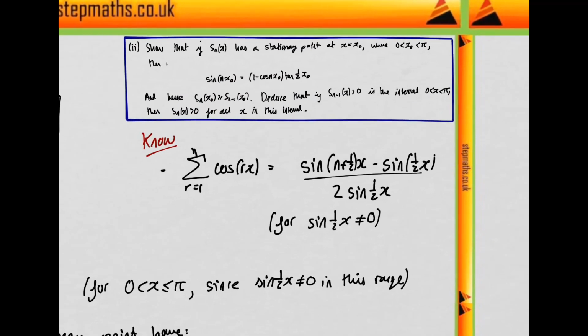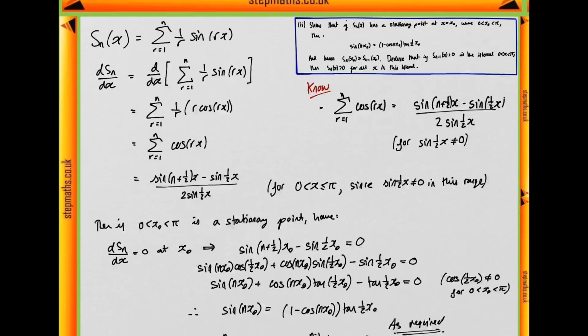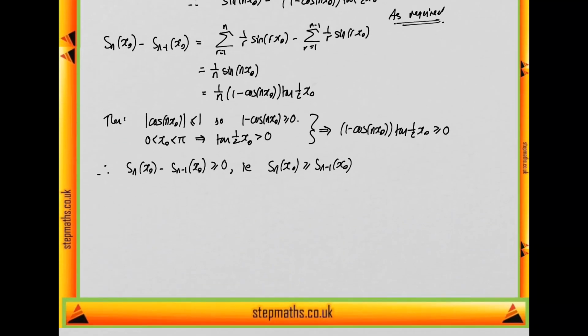Finally, we're asked to deduce that if Sn minus 1 of x is greater than 0 in the interval 0 less than x less than pi, then Sn of x is greater than 0 for all x in this interval. How are we going to do this? Well, let's think about this. We know that Sn minus 1 of x is greater than 0.